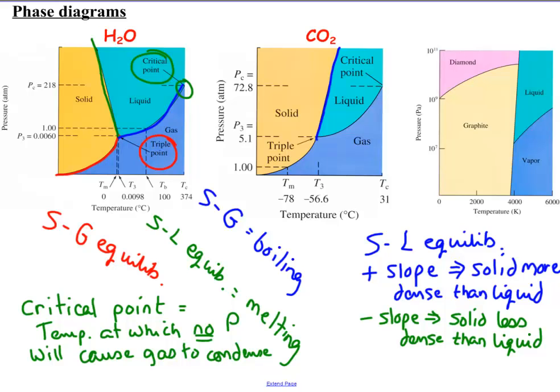We know that ice floats, so solid H2O is definitely less dense than liquid H2O. And one of the ways we can see this is in the water phase diagram. We have a negative slope for the solid-liquid equilibrium. The last phase diagram we're going to look at way over on the right is that of carbon.